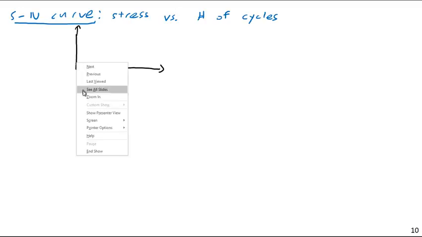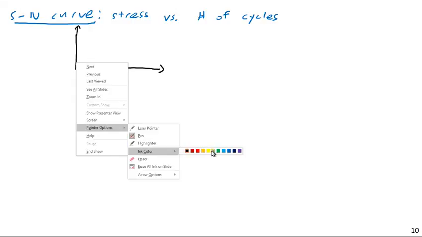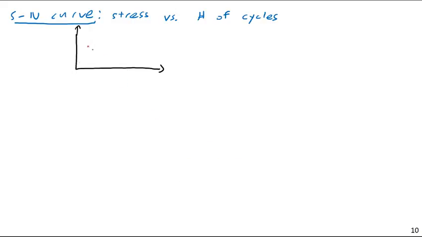So on the vertical axis, we are going to have sigma, which is your S, your stress, versus your number of cycles. We can also call it S sometimes, which could be in KSI, megapascals, etc.